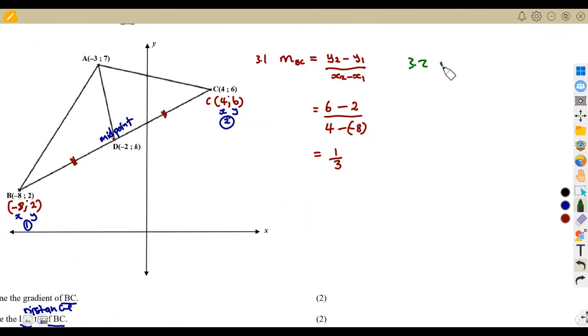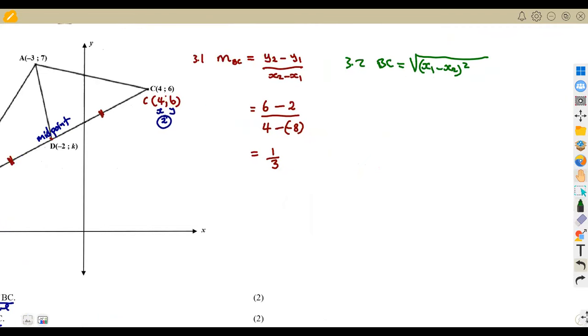So that's 3.2. The length of BC from our distance formula: we're going to have x1 minus x2 squared, plus y1 minus y2 squared. This also can be given as x2 minus x1 squared plus y2 minus y1 squared. What is important is that you subtract the x values and square them, you subtract the y values and square them. That is the whole idea of this question.